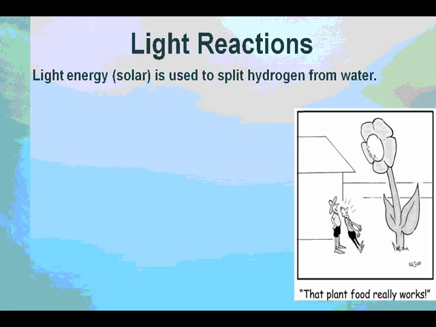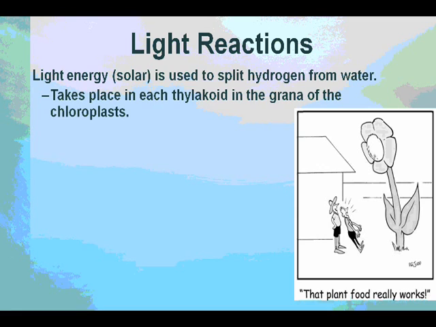First, light energy, which is the solar energy, comes from the sun, is used to split off the hydrogen from water. So we take a water molecule and break it into its basic parts, hydrogen and oxygen. This takes place in the thylakoid. That's the grana of the chloroplasts.